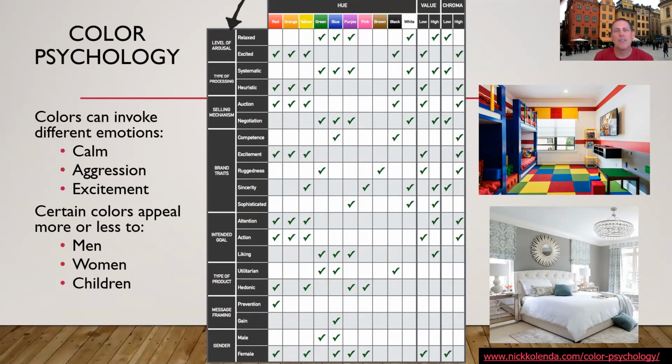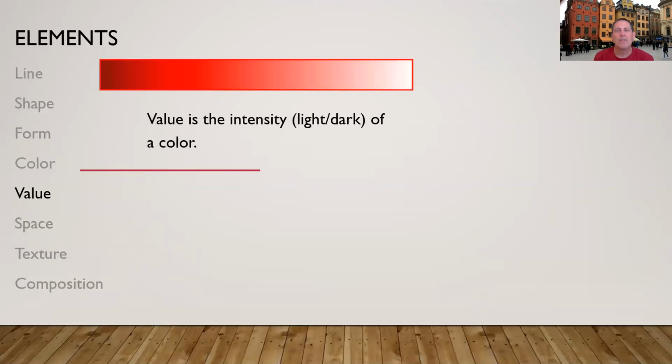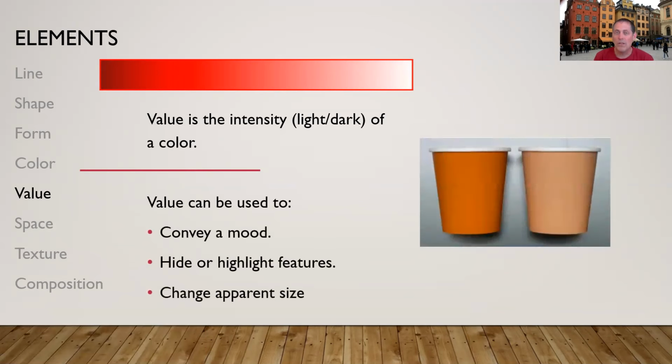Let's talk about some of the other elements though. Value. Value is the intensity or the lightness or darkness of a color. And it's very interesting to me. Value can be used to convey a mood just by the lightness or darkness. It can also be used to hide or highlight features.